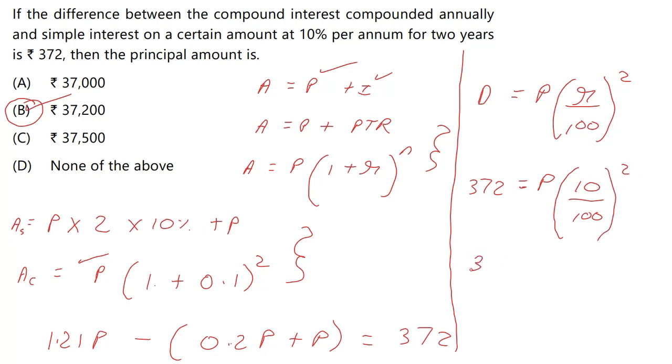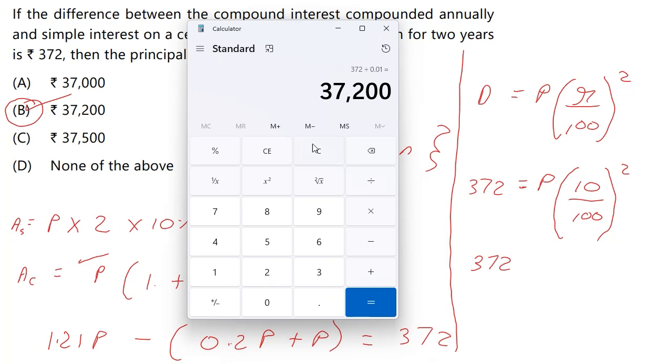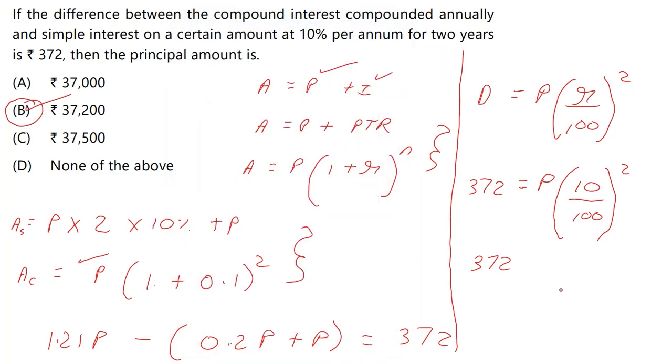So I have 372. Again, let me solve for 10 upon 100 to the power 2. 10 upon 100 gives me 0.1, and 0.1 squared gives me 0.01. So 372 is equal to P into 0.01, and on the other side, 372 upon 0.01 is equal to P. And therefore, we're going to end up with P is equal to 37,200.